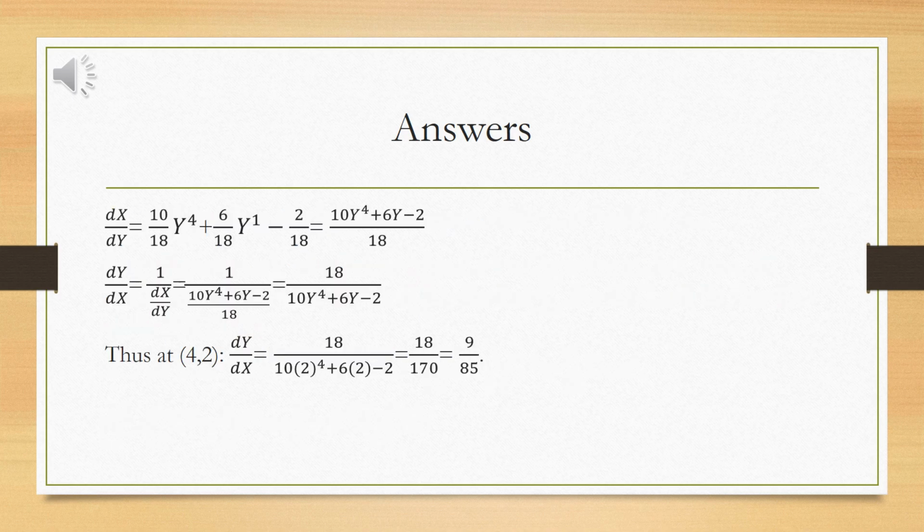dy by dx equals 1 over dx by dy, which is 1 over (10y^4 + 6y - 2)/18. Thus, dy by dx equals 18 over (10y^4 + 6y - 2). So, at (4, 2), dy by dx equals 18 over (10 times 2^4 + 6 times 2 - 2), which is 18 over 170, which is 9 over 85.